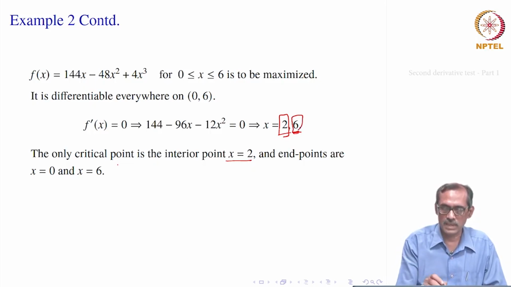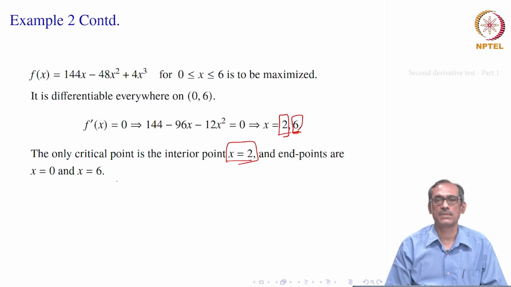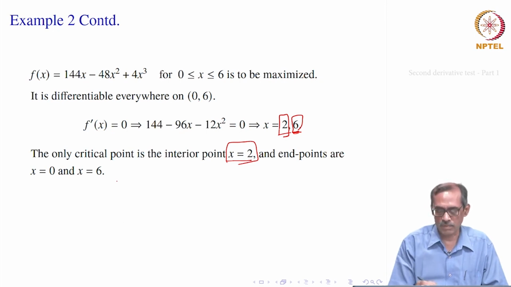So, we have the critical point which is the interior point x equal to 2, and we also have the end points x equal to 0 and x equal to 6. Of course, from this if you go without any tests, you see that the function can have minimum or maximum values only at these points, right, x equal to 0, x equal to 2 and x equal to 6. Then substitute them in the function, find out which one is maximum. Of course, 0 and 6 will give us 0. So, maximum should be at 2.